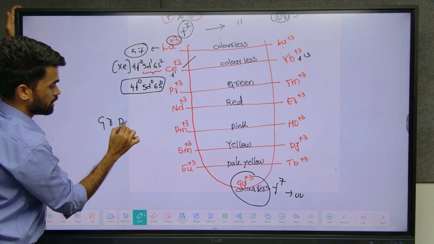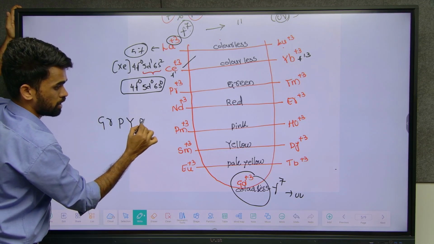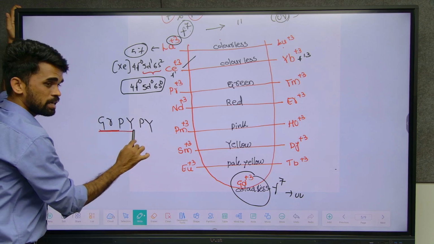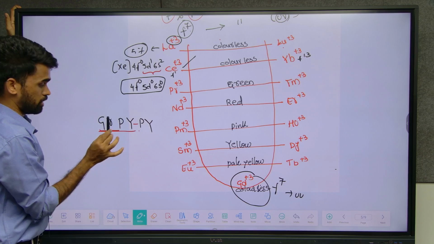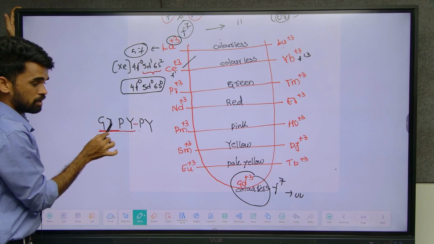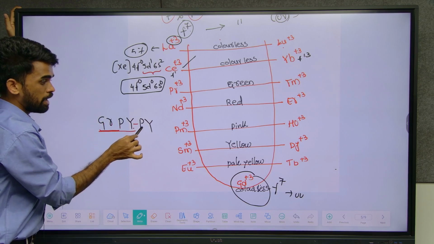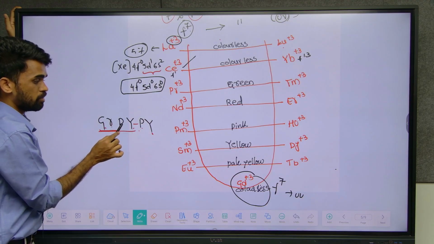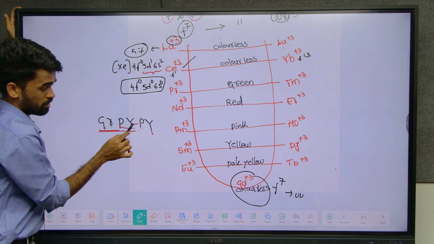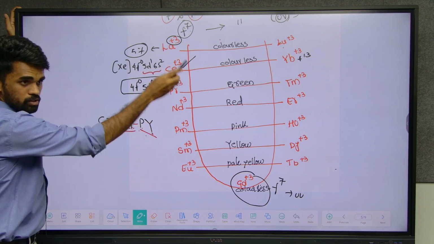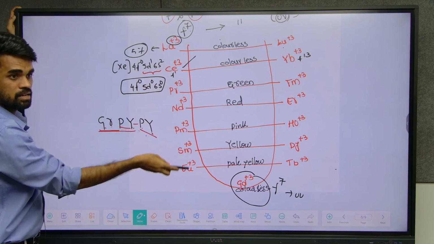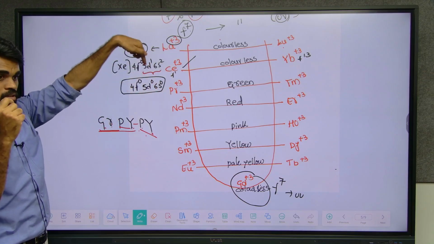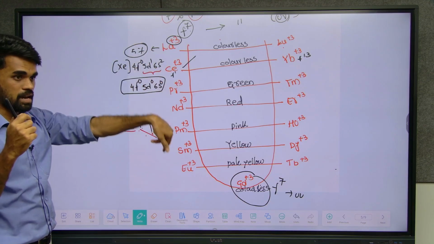Next, the remaining ions, if you see, it is something like this: GRP, Y, PY. Group or groupie, something like that you remember. Green, red, pink, yellow, pale yellow. What is that? Green, red, pale yellow, pink, yellow, pale yellow. You can remember now? That's it. This is the color of those ions. Which ions? All these are +3 ions, lanthanum +3 ions.